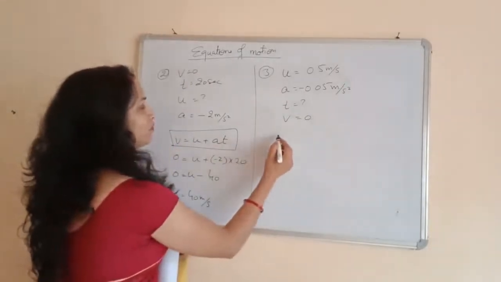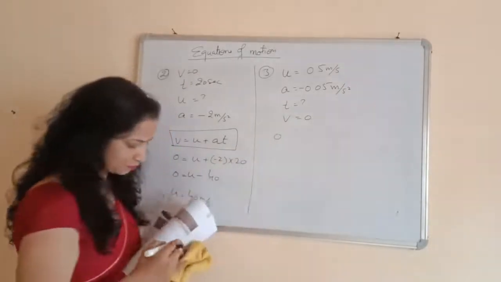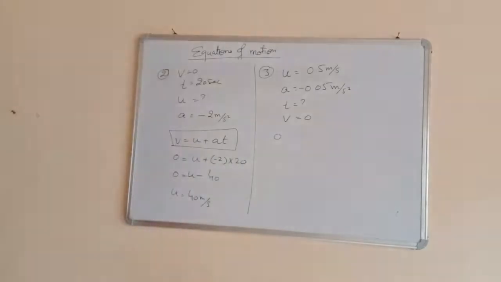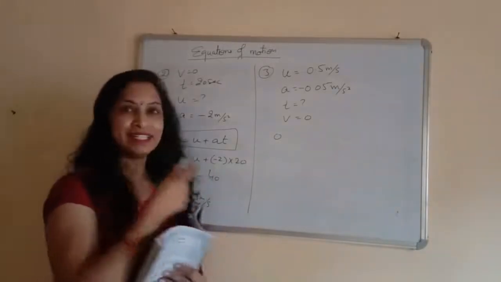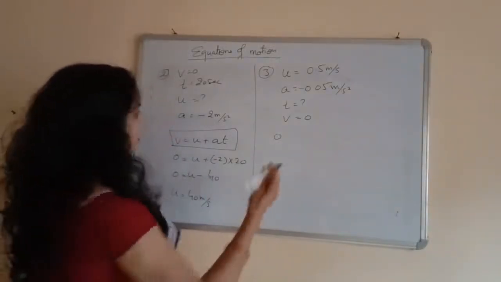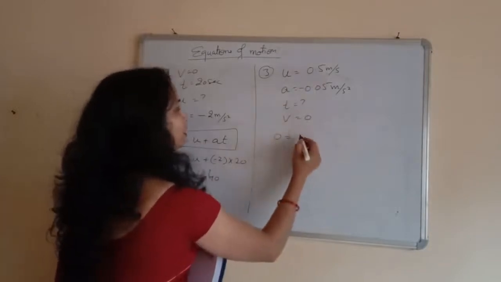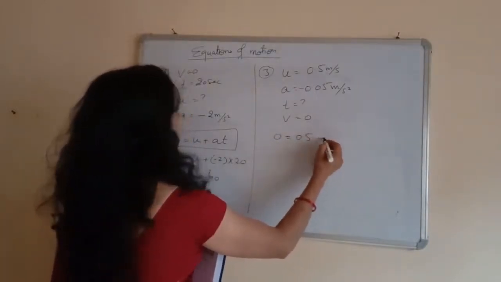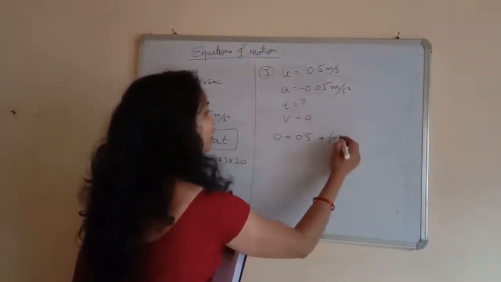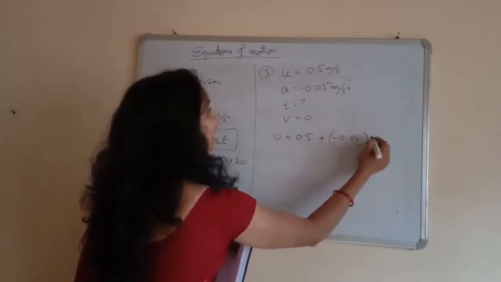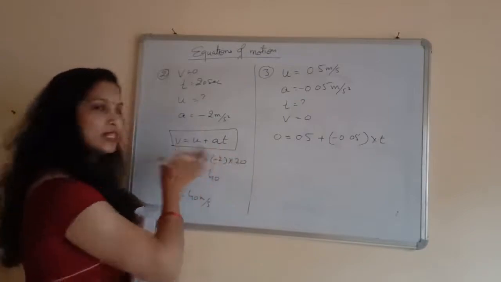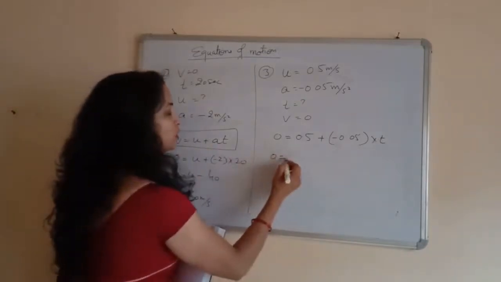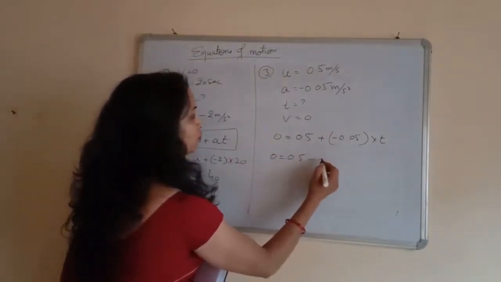So v is 0, and u is how much? It is 0.5, plus acceleration we have minus 0.05, and time we have to find. So we put all the values in the first equation of motion. So 0 is equal to, we can solve it like we solve the numericals of maths.